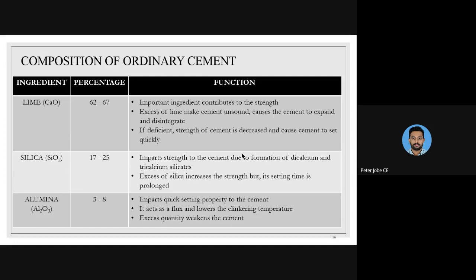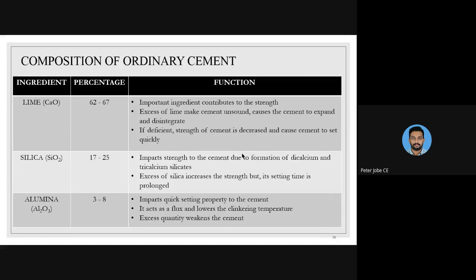So what happens if excess of silica is there? It increases the strength, but its setting time is prolonged. So if we are adding excess of silica, it won't set quickly. That's the reason why a range is given. You might have seen some trucks carrying cement, and they will be rotating. All these are ready mix concrete, which is available.